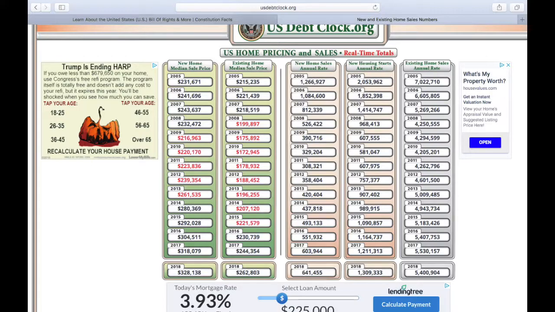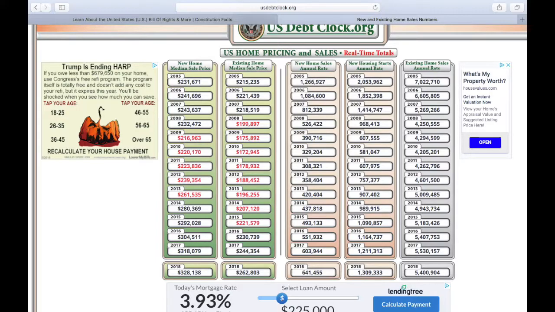The next one is new home sales annual rate. You can see back in the year 2005 it was 1,266,927. And then it fell in 2011 to 308,321. And this year, since the Great Recession of 2007-2008, it still hasn't gotten up to 2007 levels, which in 2007 was 812,339. In 2018, and we're getting toward the end of the year here, it's in November, 641,455.